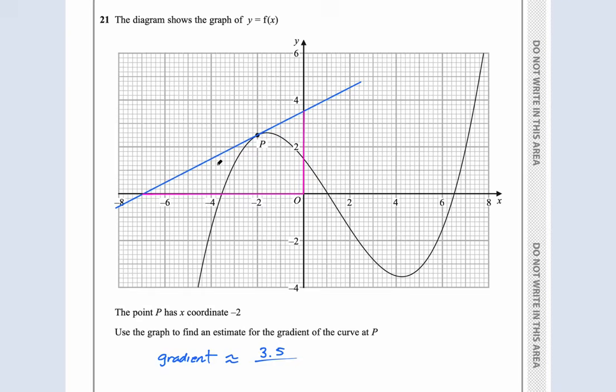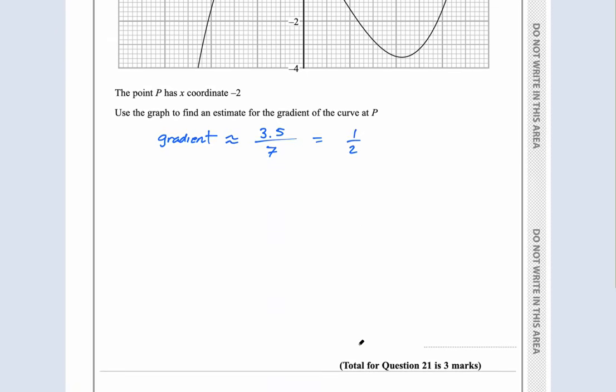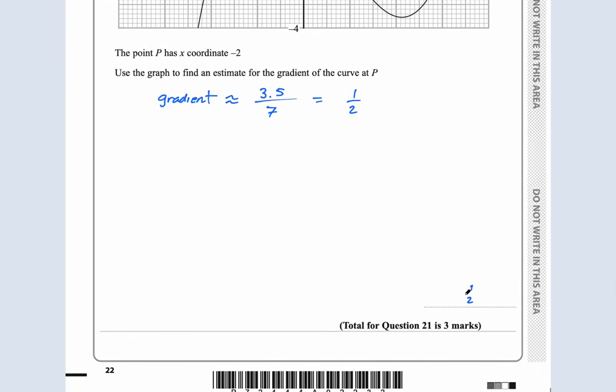And this distance here, guys, I know it says minus, so it hits right at -7, so fine, that's -7, but the distance is 7. It's a positive distance, so rise over run, and this line obviously has a positive gradient because it's going up, so it would be a big mistake to put -7 here, and this is equal to a half. 3.5 over 7 is a half, so the gradient at that point is approximately a half.